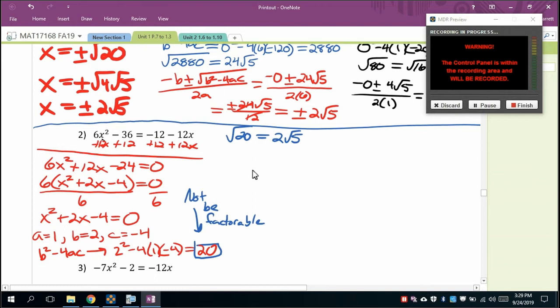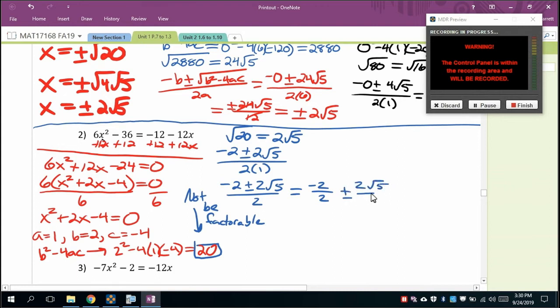So if we just go ahead and continue on with the quadratic formula, negative b, that will be negative 2 plus or minus 2 root 5 over 2 times 1. And that'll just be negative 2 plus or minus 2 root 5 over 2. So you could actually write this as negative 2 over 2 plus or minus 2 root 5 over 2. But the purpose is, we're going to have some reductions here. This will be negative 1 plus or minus root 5. So those are going to be the two solutions.